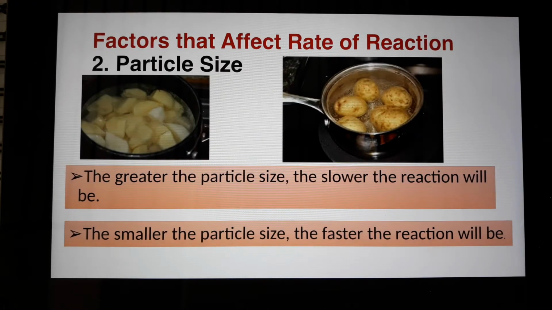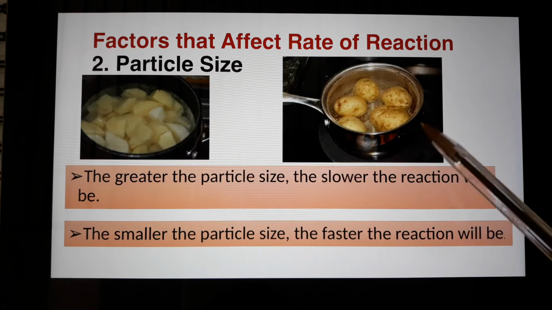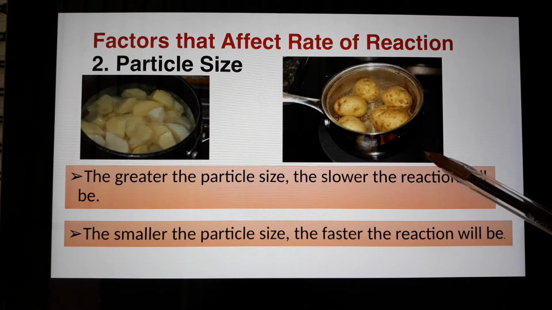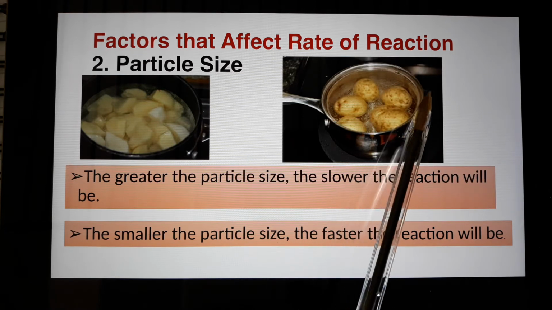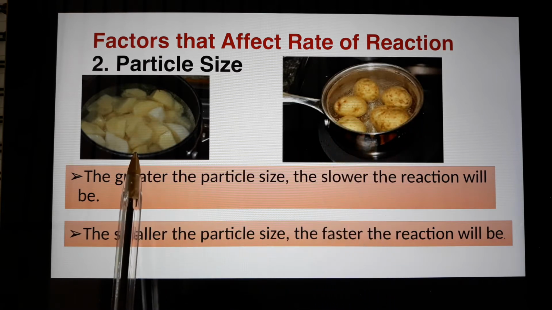Second one we're going to look at is particle size. Every time I teach this, we use this plain old example of cooking potatoes. So the greater the particle size, the slower the reaction will be. Very simply put, if you have large potatoes like this and you put them on the boil, you might expect to wait 20 minutes, 25 minutes for them to cook. If I decided then to take those exact same potatoes, the same quantity, and chop them all up into tiny pieces like this, they'll cook much faster.